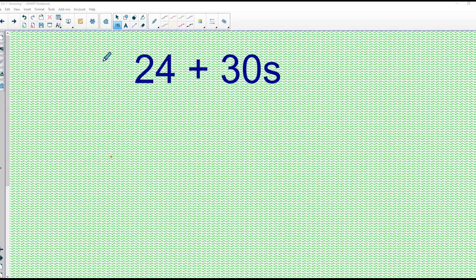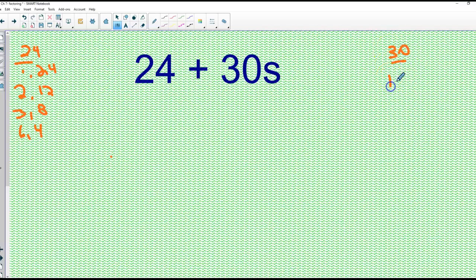Okay, so this one says 24 plus 30s. So thinking about what they have in common, and again, you can make a list of all the ways, if it helps you, to make 24. 1 times 24. You could do 2 times 12. You can do 3 times 8. You could do 6 and 4. And I think I've hit them all. Then I could do the same with 30.